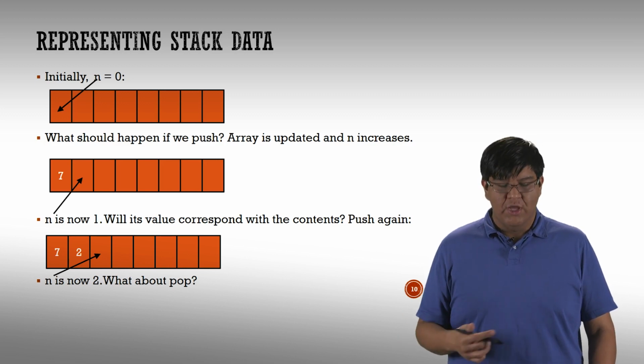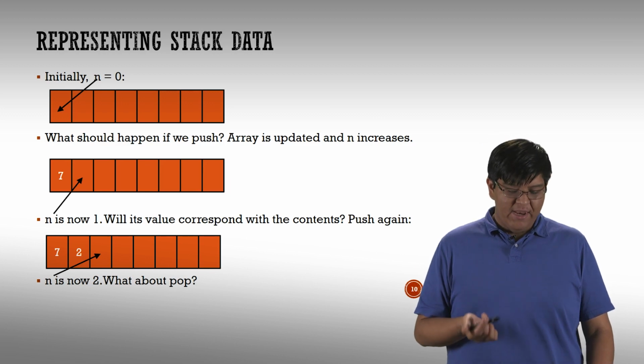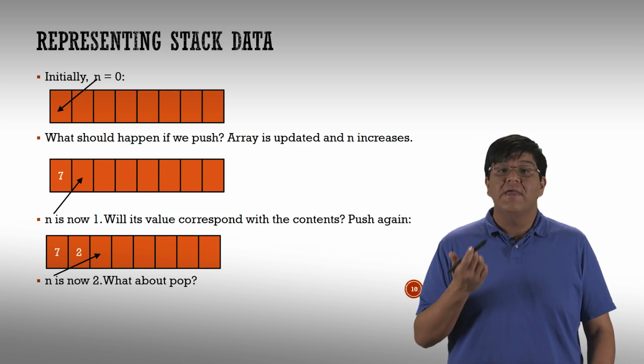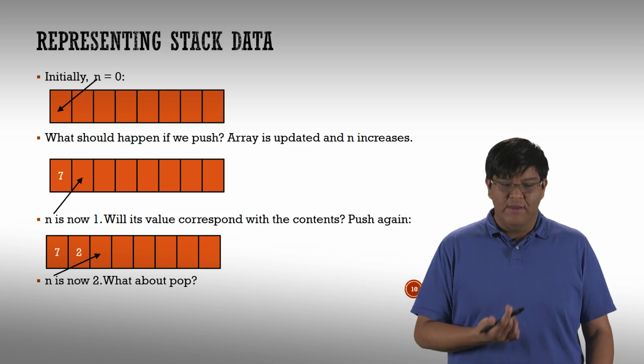So what happens if we do a push? If we do a push, we're going to basically add an element. So here we've added a 7. We add that element to the array, and then we increase n, right? So n goes up by 1. I have one more element in there. Okay, so n is now equal to 1.